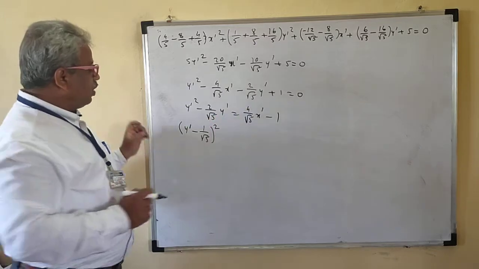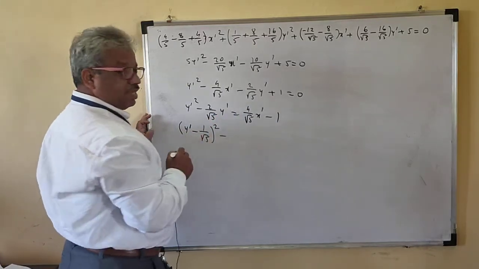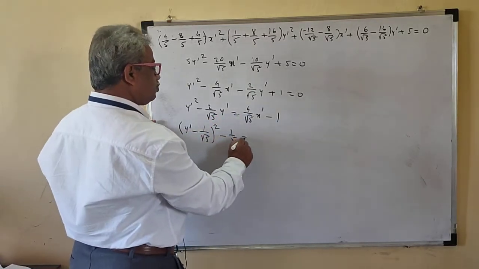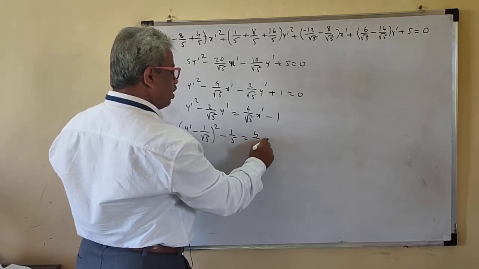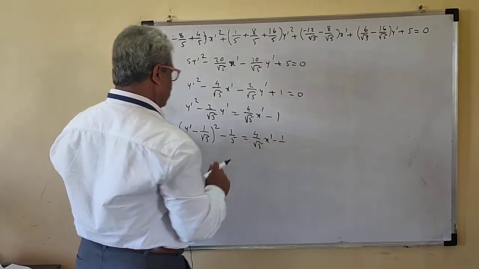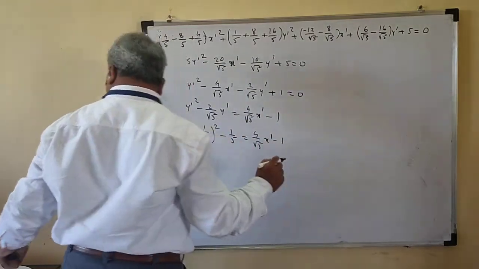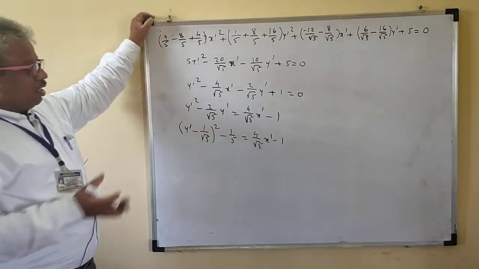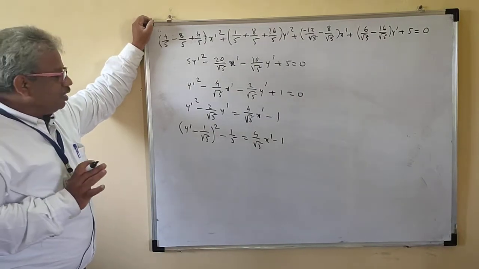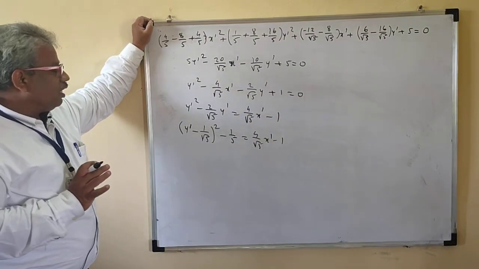Yes, we got this. But this term is not there. You have to subtract this 1 by 5. This is 4 by root 5 x prime minus 1. Just minus 1. Here what we have to do? We have to do the trial and error method.